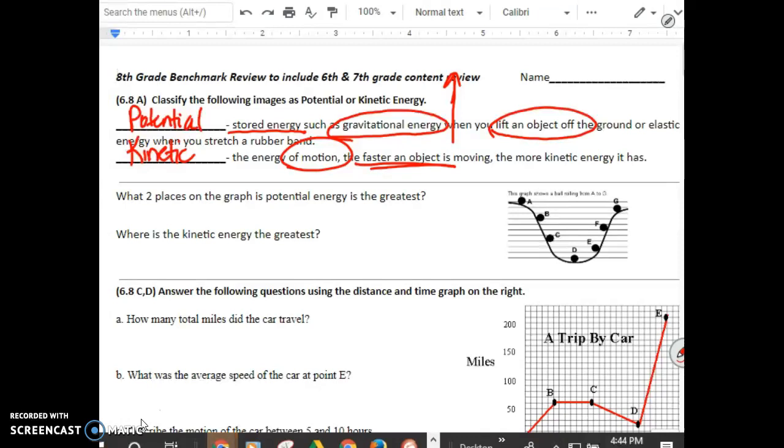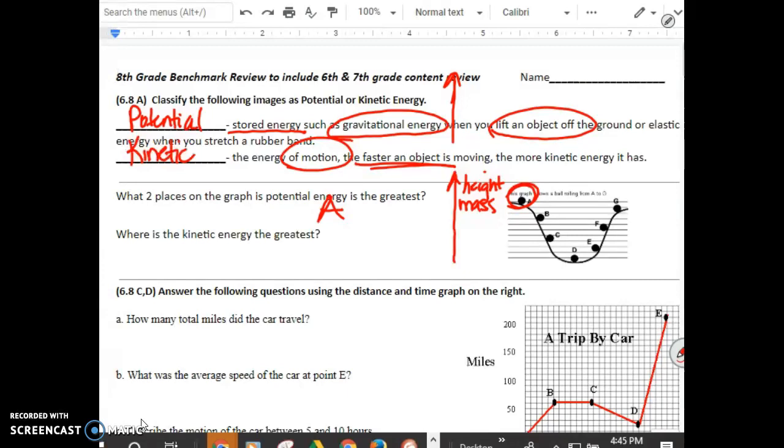So looking at this graph here, what two places on the graph is potential energy the greatest? As I said, potential energy has to do with height. It also has to do with mass, but in this case, we don't know anything about the mass, so we're dealing with height. So the higher it is, the more potential it has. I like to think of it as the higher I am, the potential for me to injure myself becomes greater and greater. So the highest point on here is going to be A.